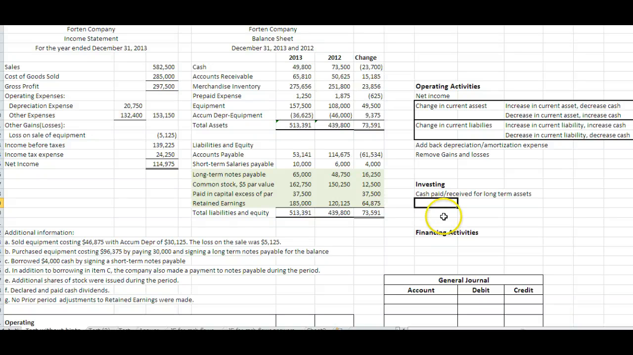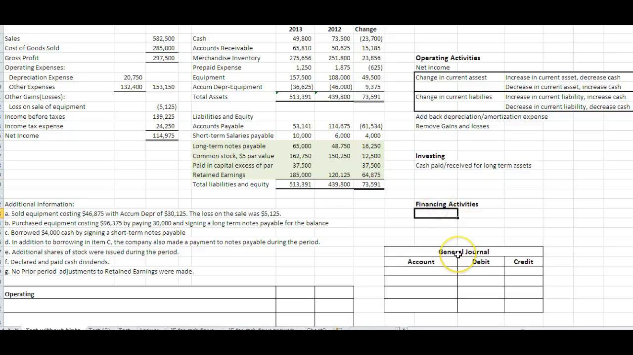Alright, so your cash paid or received for long-term assets will go under investing, and then under financing, it's going to be cash paid or received for long-term liabilities. Okay, this could be notes payable, bonds payable, and anything that happens in the stockholders' equity section. So we generally see issuance of common stock. You may have some treasury stock transactions. You may have some payment of dividends. That would be what you would see under the stockholders' equity transactions. Alright, so those are the way that we're going to categorize this change.